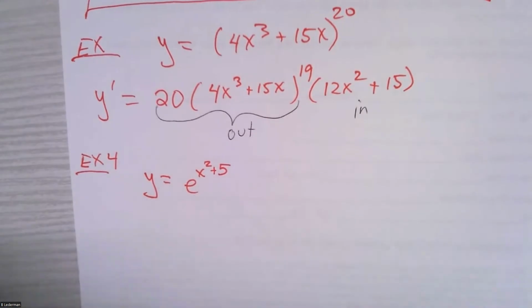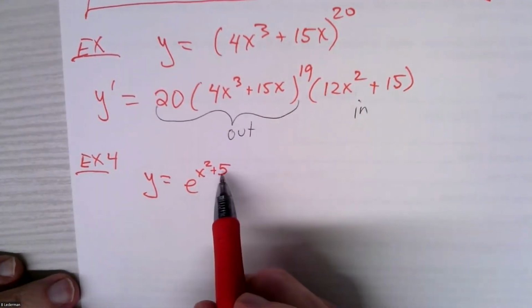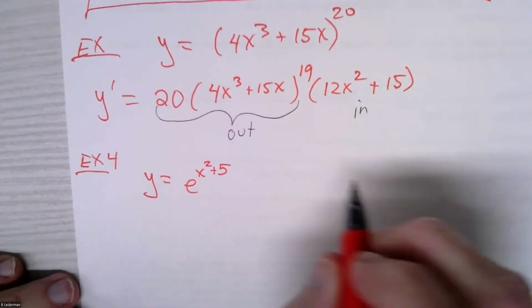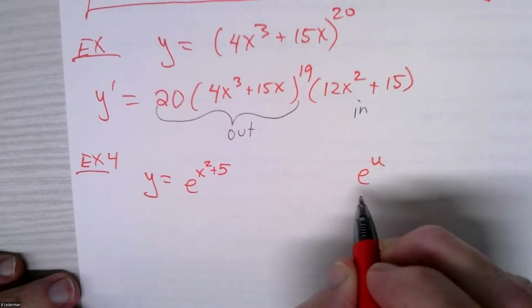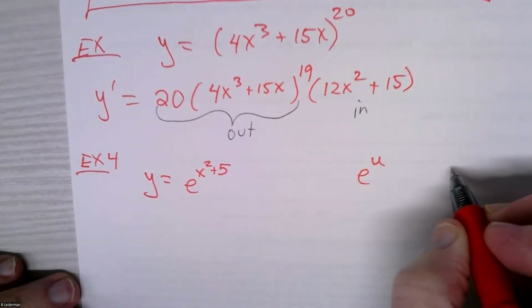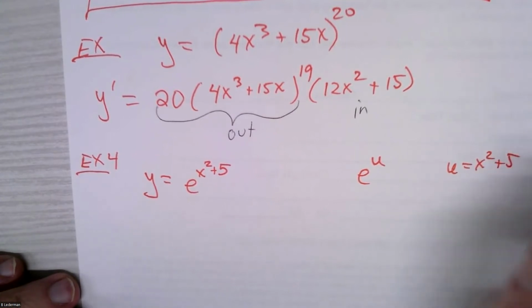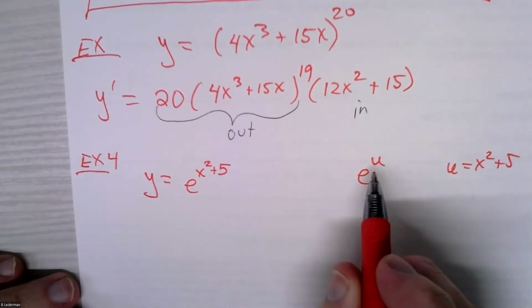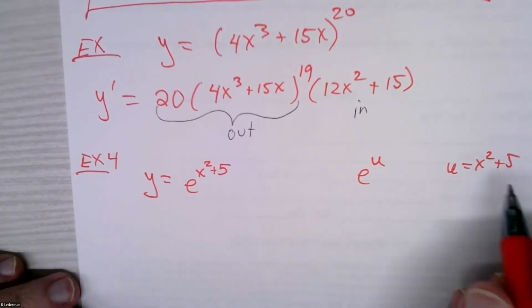Here we have y is equal to e to the x squared plus 5. So the outer function is e to the u power. That's the outer function. The inner function is x squared plus 5. So e to the u is the outer function, and x squared plus 5 is the inner function.